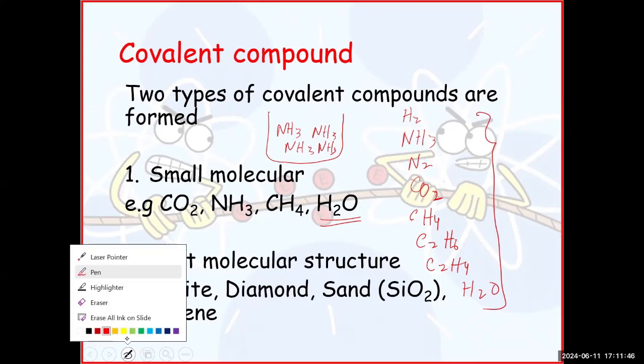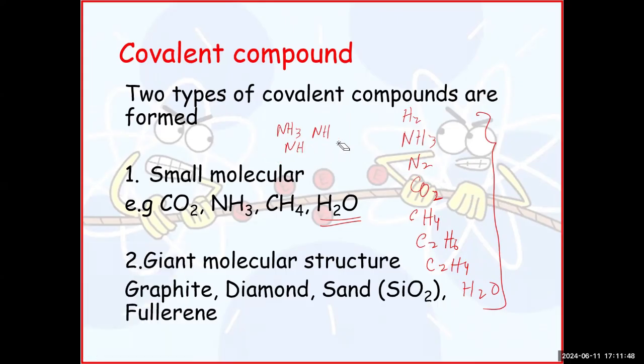covalent compounds are of two types. One is the small molecular structures, which you have just seen, and the other kind of covalent compounds are known as giant molecular structures. Small molecular structures are small molecules like H2O, CH4, NH3, carbon dioxide CO2, N2, O2, H2, F2, Cl2, so many small molecules where a short formula can represent one molecule. So these are small molecular structures.